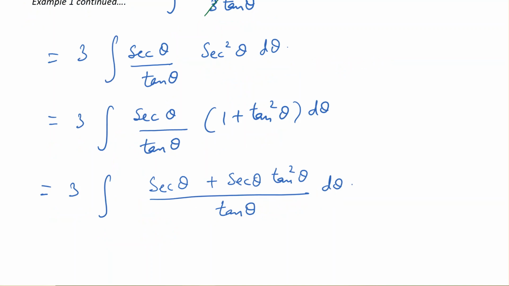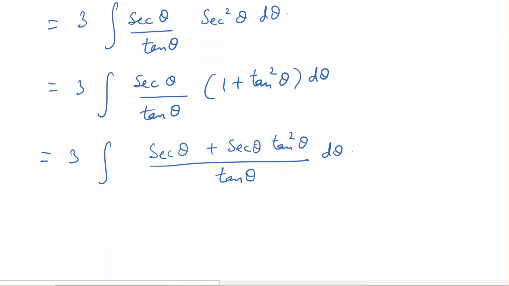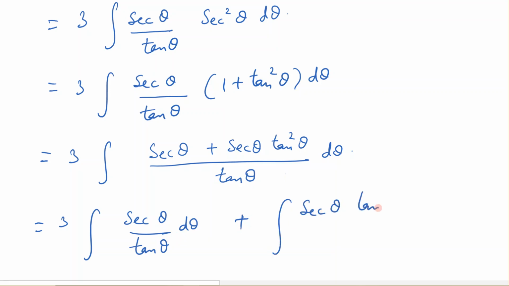So in the next step, we notice that we can split this into two integrals. So we get 3 times the integral of secant theta over tangent theta d theta as our first integral, plus the integral of secant theta tangent squared theta over tangent theta d theta.